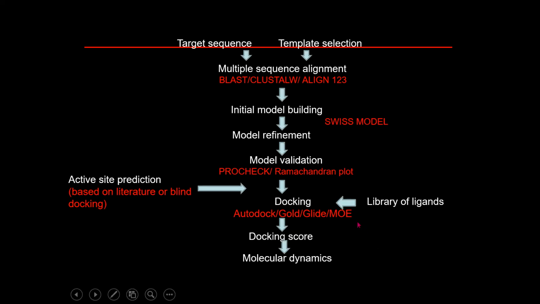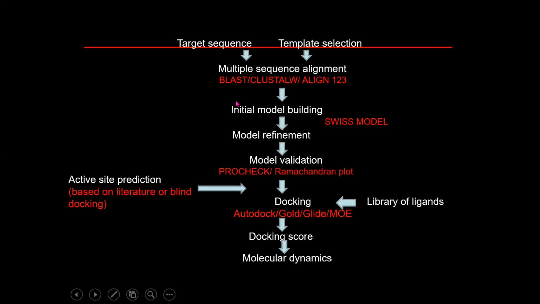Okay, so how do we do this? I have the sequence, but I don't know the 3D structure. It's like I did some research and isolated a protein from some clinical sample, and I don't have the 3D structure. So I take a template and compare. It's called multiple sequence alignment. There are many softwares, BLAST and others. Swiss Model will do.